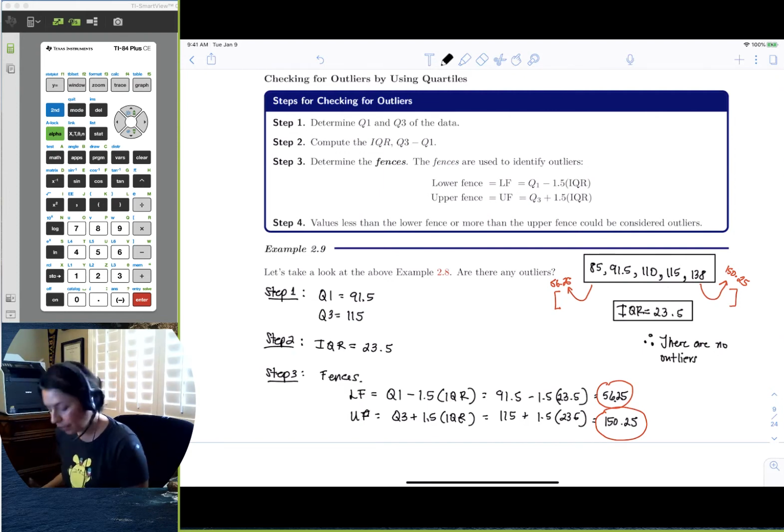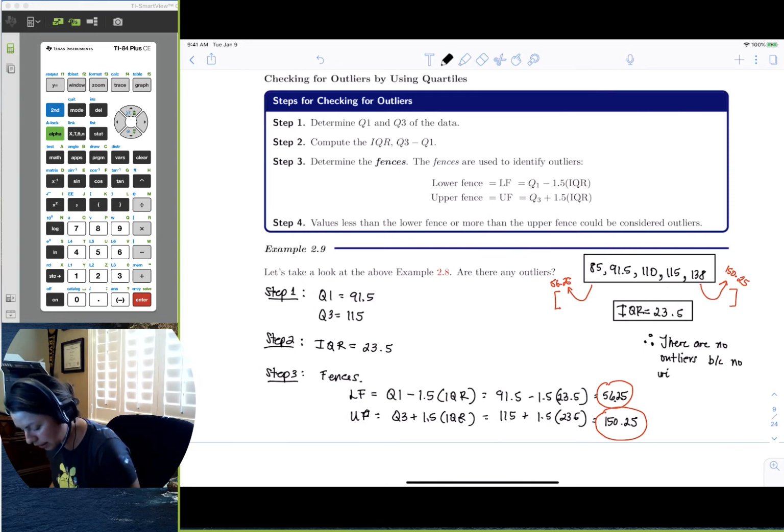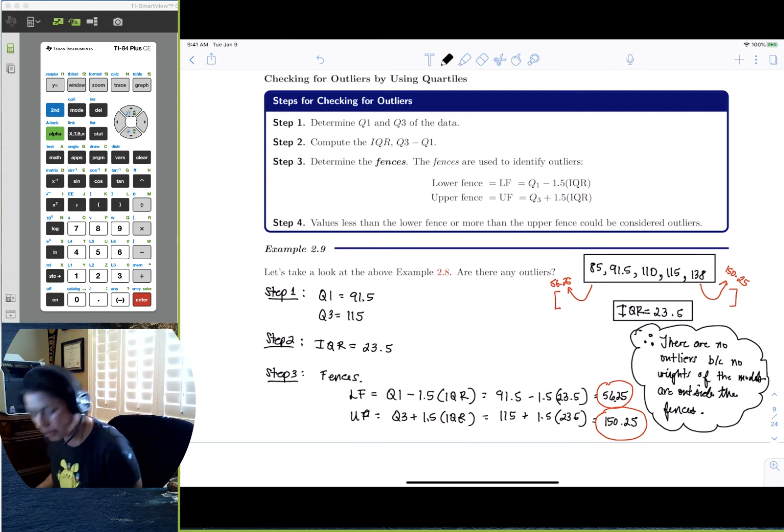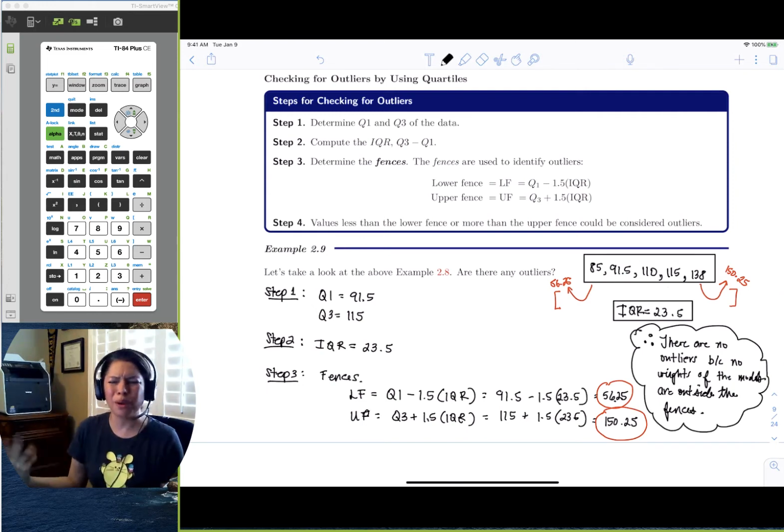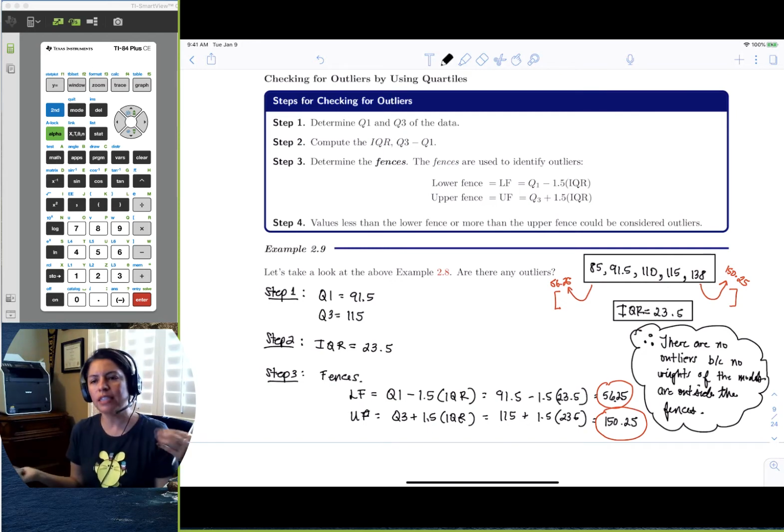And let's write a reason, okay? Let's say because no weights of the models are outside the fences. It's really good to write a reason because, again, these are your notes, and they're really for you to go back and refer to, like, wait, why isn't it an outlier? And what's with the fences? If you write the reasoning behind it, then you can refer back and say, oh, yeah, that's why. Everything lies within the fences.